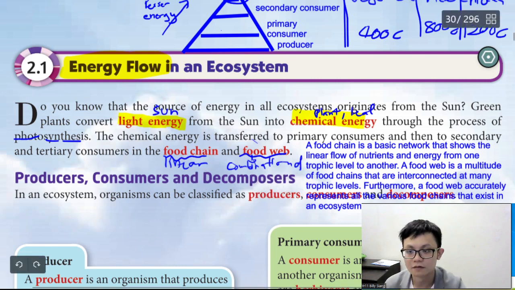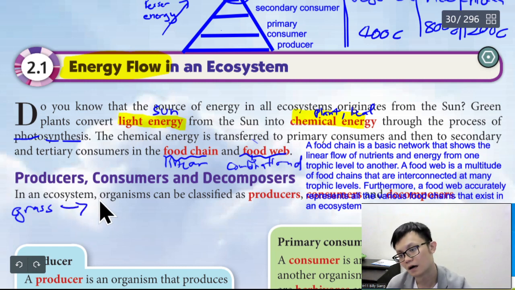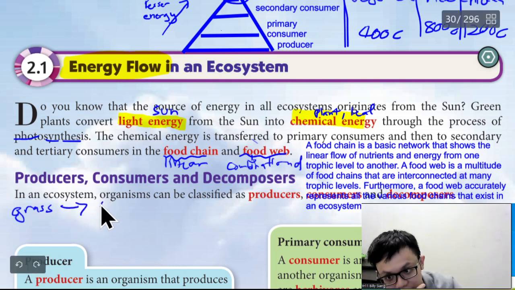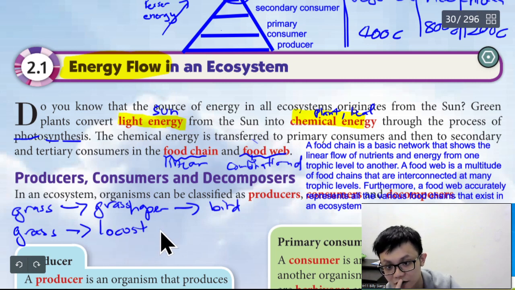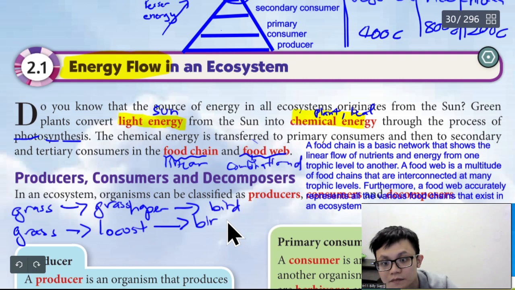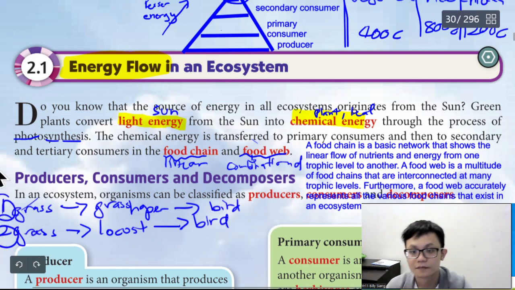For example, grass eaten by grasshopper, eaten by bird, or grass eaten by locust and then eaten by bird. So there are 2 food chains here: 1 food chain, 2 food chain.